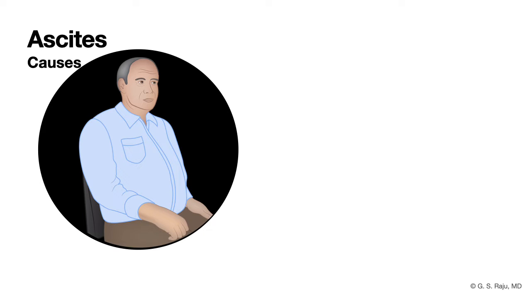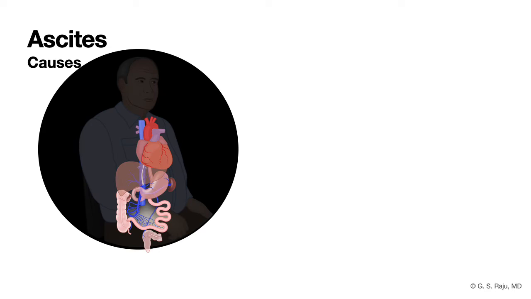When you see somebody with ascites, you want to figure out the underlying mechanism for the ascites. I superimpose this image of the heart, the liver, and the peritoneal cavity to help you understand the mechanism of ascites.